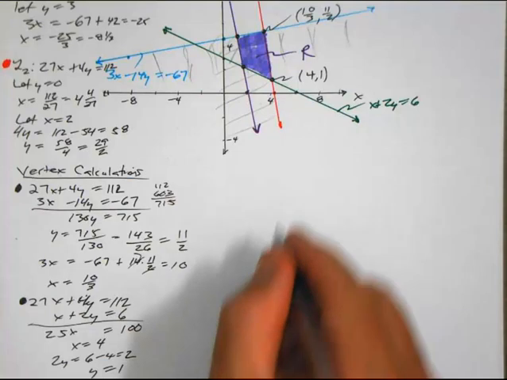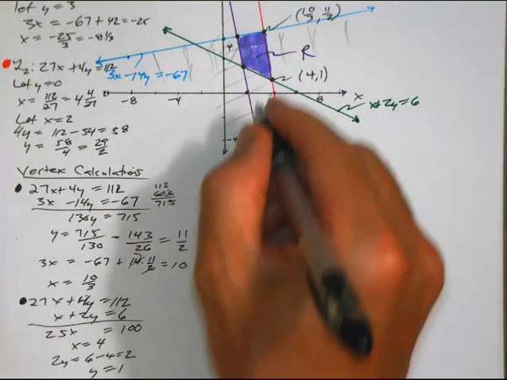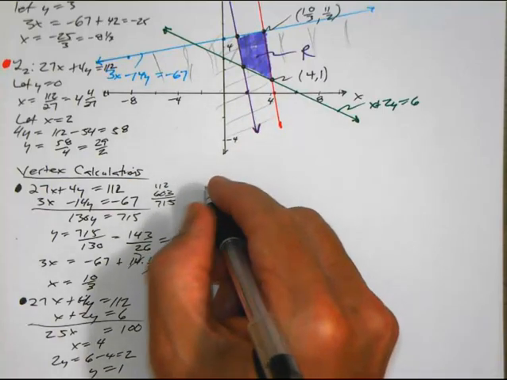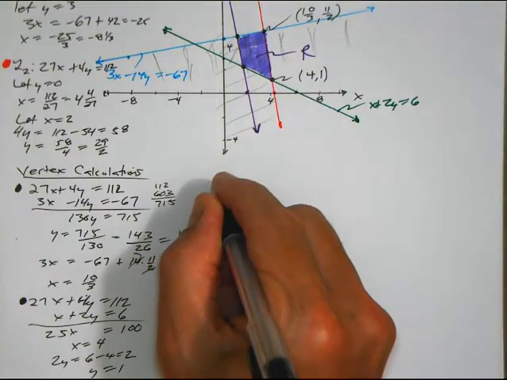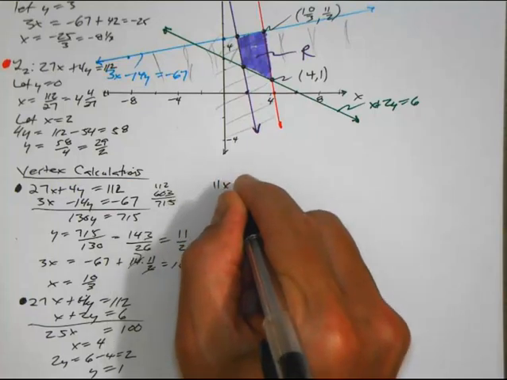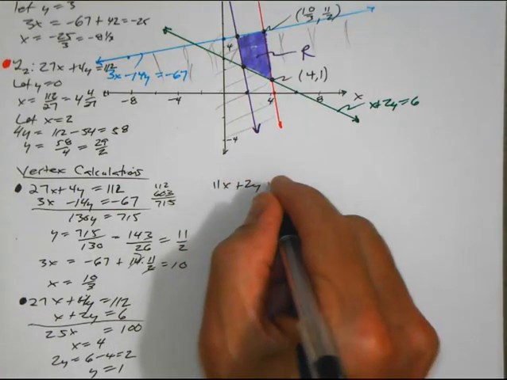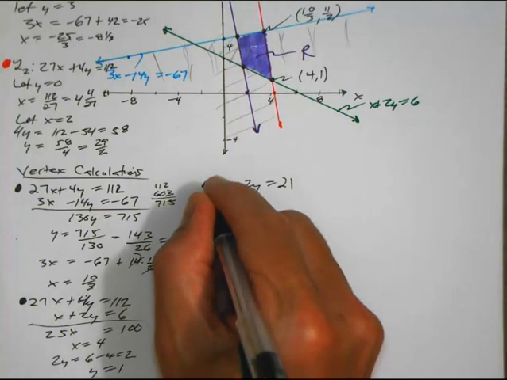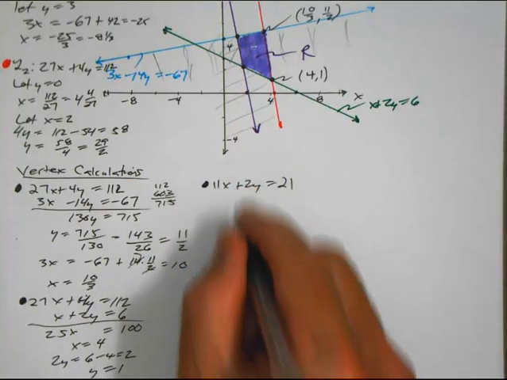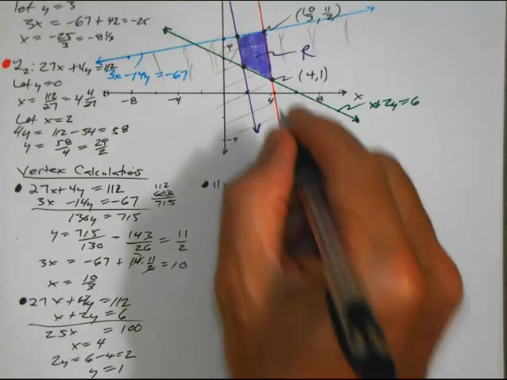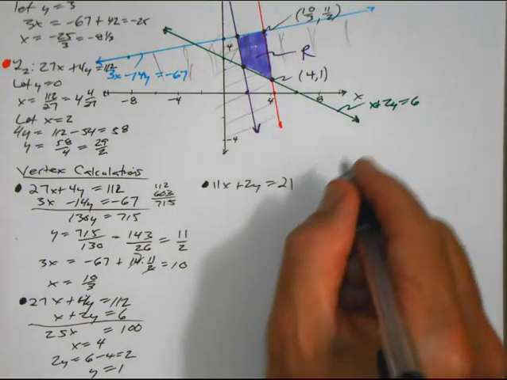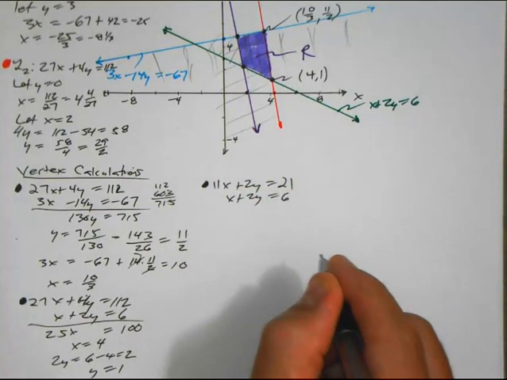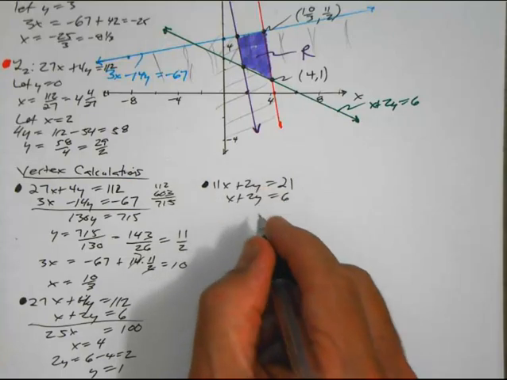Alright, let's go to this point here. This is the green line and the purple line intersecting. The purple line's equation was 11x plus 2y equaling 21. Let's put a bullet here so we notice that we're starting a new calculation. And the green line, that was x plus 2y equals 6. Oh, okay, this is already prepared for elimination.